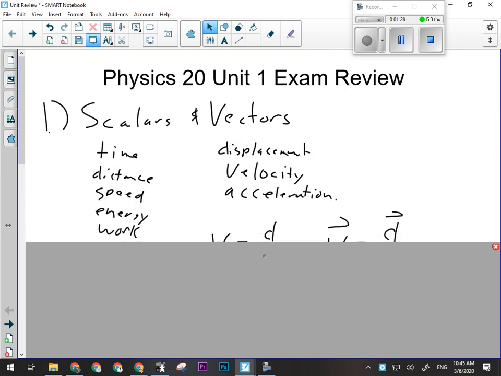Okay? And here's our list. Okay? Scalar quantities: time, distance, speed, energy, work. We won't talk about those till next unit. Okay? Energy and work, but they are scalar. Okay? Our vector quantities: displacement, velocity, and acceleration.